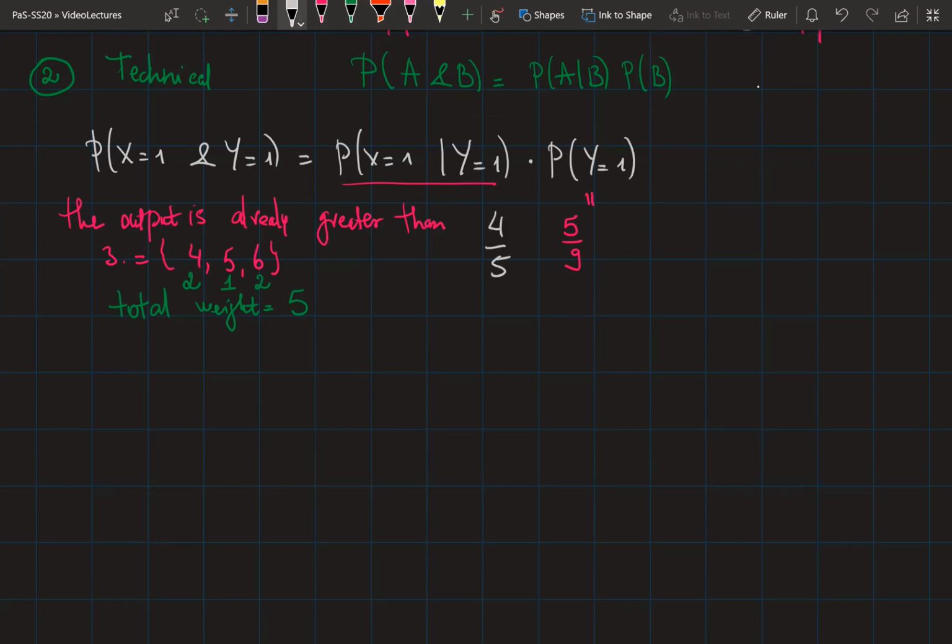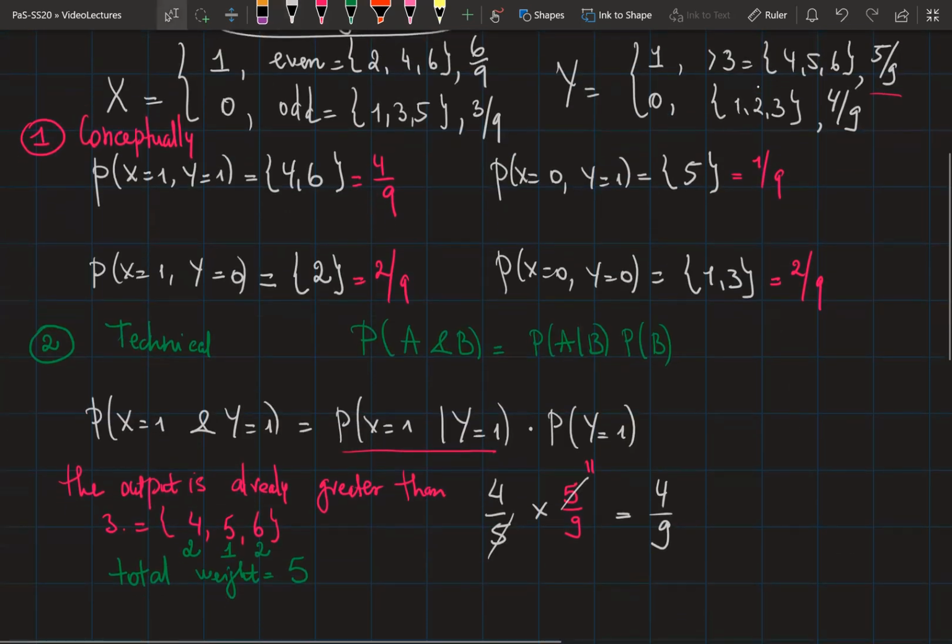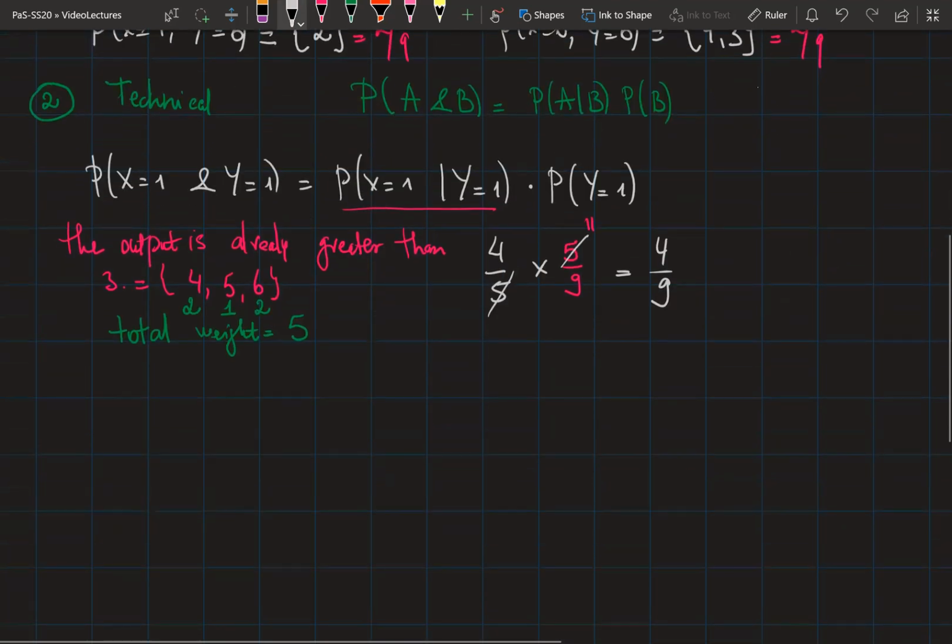And we have to multiply this by 5/9. So the answer is going to be, we can just cancel these two 5s, and the answer is going to be equal to 4/9, which is the same as we solved previously conceptually. So we can try to do this for the other ones as well in the same manner.